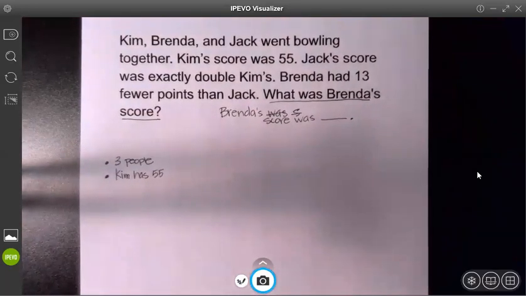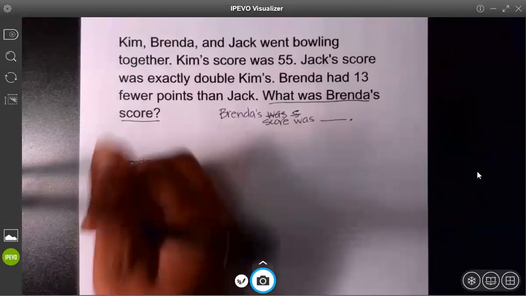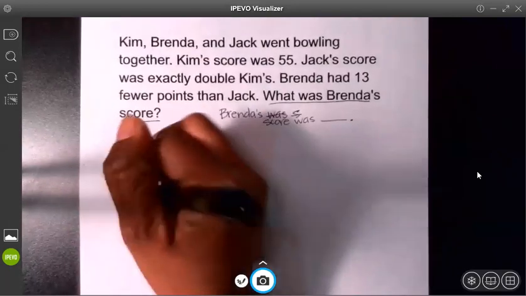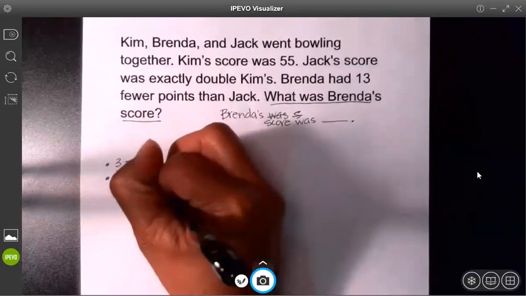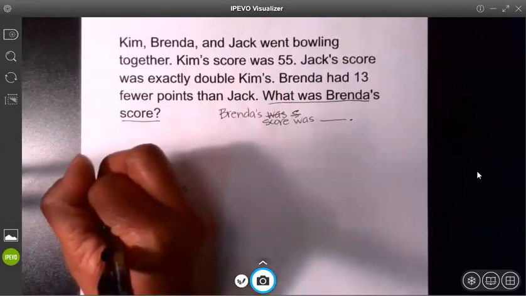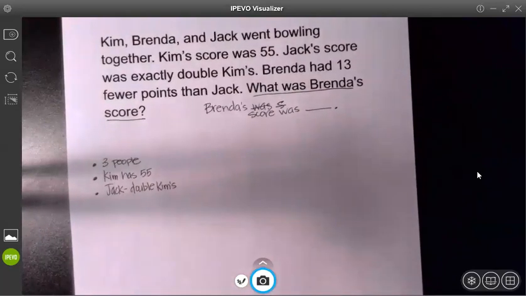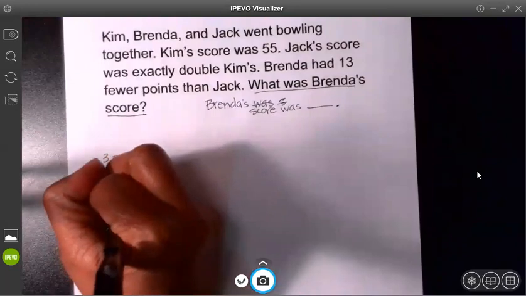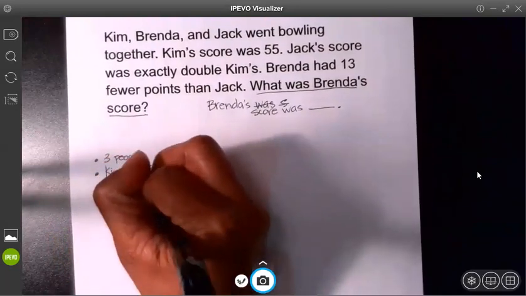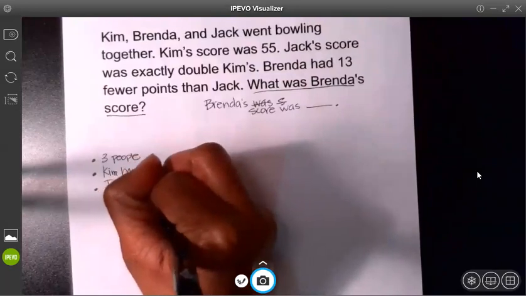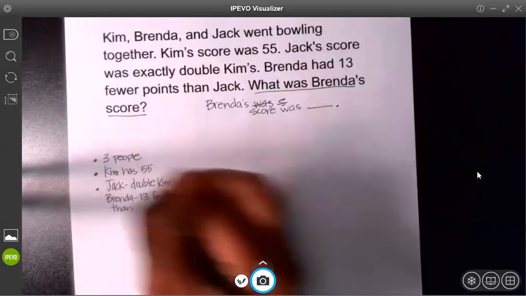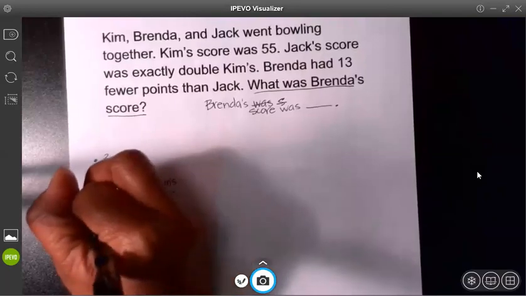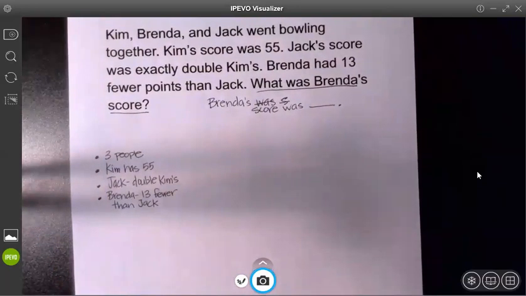And then let's look at our third sentence. Jack's score was exactly double Kim's. So I'm going to write Jack, and I'm going to put double Kim's. And then the next sentence says Brenda had 13 fewer points. So I will write Brenda, and then I'll put 13 fewer than Jack. So now I have made my list, okay?